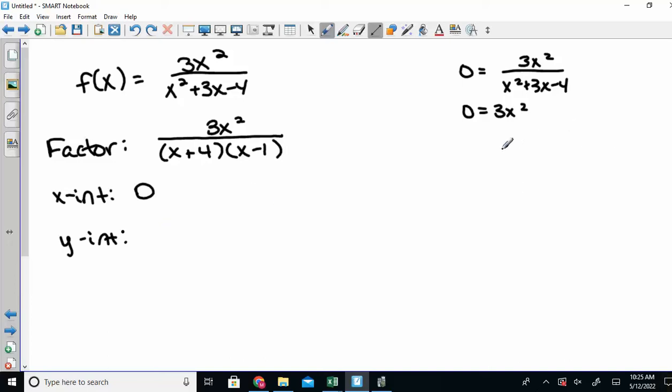Y-intercept is when all of your x's are 0. So if you put in a 0 for all of these x's, what do you get? 0 over -4, which is 0. So x and y-intercepts are both 0. Vertical asymptote. X equals, what makes the bottom 0? -1, 1.